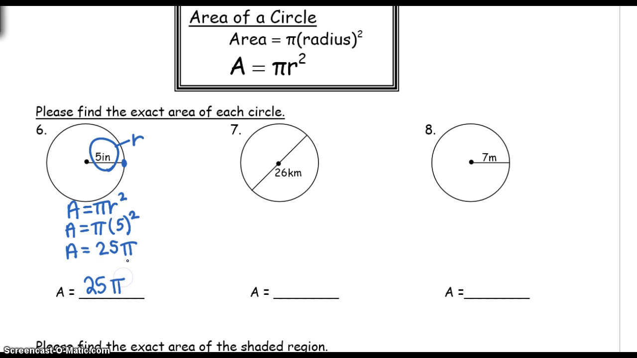What are the units here? We're talking about area. And that 5 right here, those 5 inches times 5 inches. And inches times inches, inches squared. So 25 pi inches squared is your exact area.